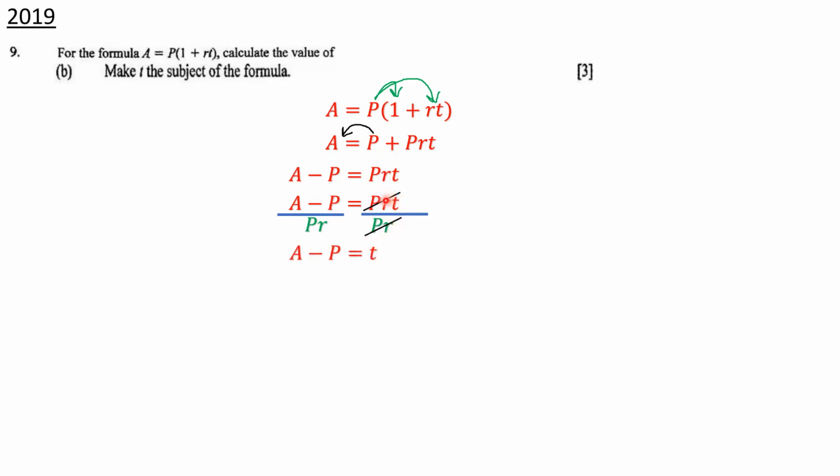So what we have left? These two cancel out, so we're just left with T on the right-hand side, and on the left-hand side, we have A minus P all over PR. So that means T equals A minus P divided by PR. And if we just switch it, we have T equals A minus P divided by PR. And so that's the subject. That is what T is when T is the subject of the formula.